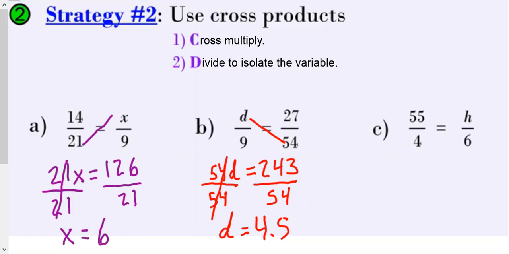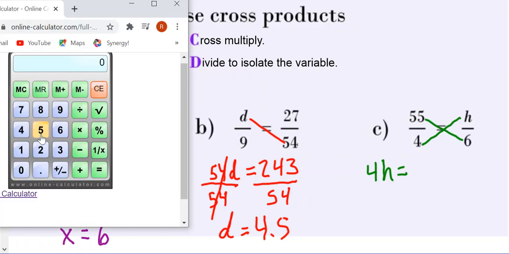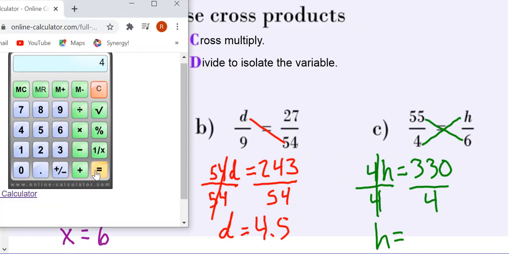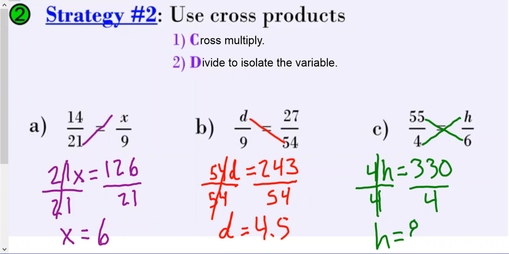Alright, last example here, we have 55 to 4 equals H to 6. So we'll start by multiplying against the variable. 4 times H will give us 4H equals 55 times 6. 55 times 6 is equal to 330. Now to isolate the variable, divide by 4. We get cancellation here. We get H equals 330 divided by 4, and that is 82.5.